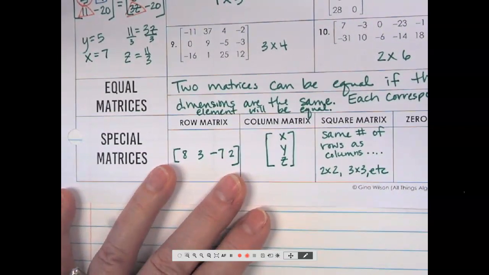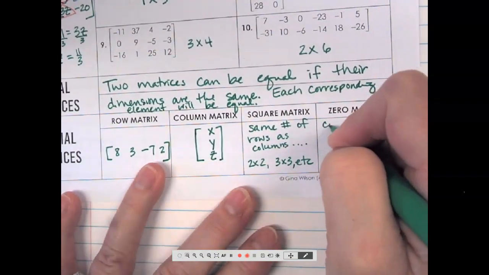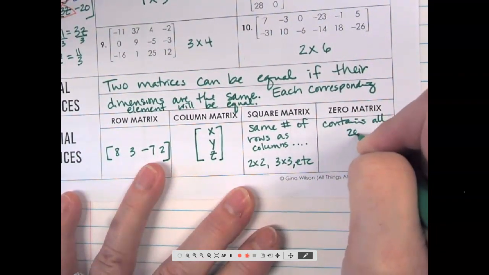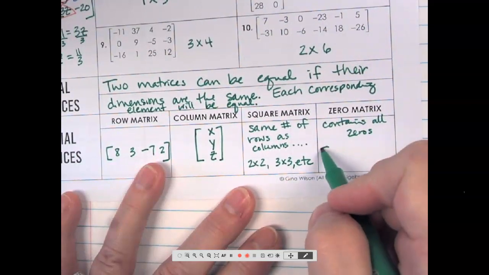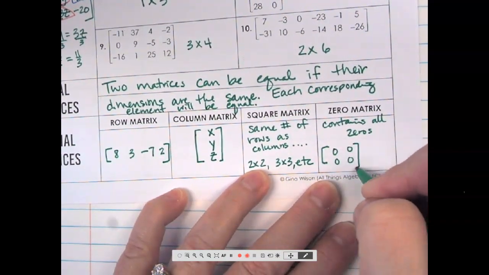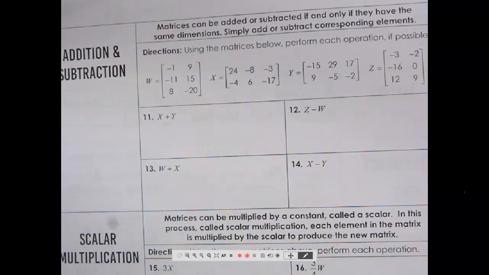Any idea what a zero matrix is? All zeros. It can have any dimension, so I'm just going to say it contains all zeros. I'll make a 2 by 2. It doesn't have to have that dimension, but a zero matrix just has all zeros. Super easy? Yes. All right.